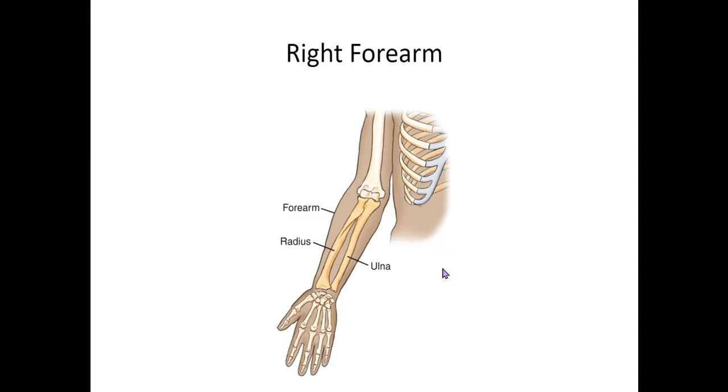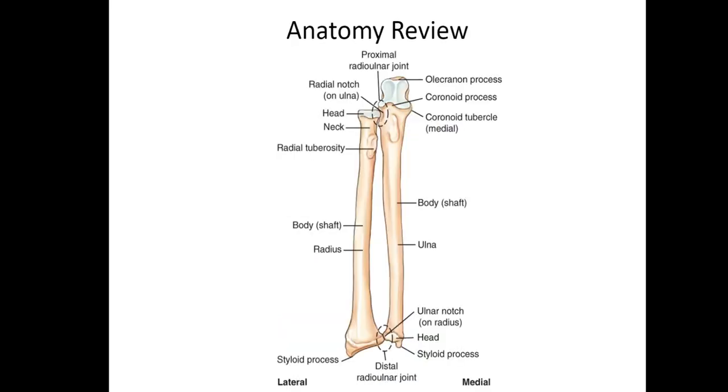Remember, these two joints allow for the rotational movement of the wrist and the hand. So when we're pronating our hand, those two joints are responsible for that motion. And they are both trochoid or pivot joints. Okay, let's review some anatomy.